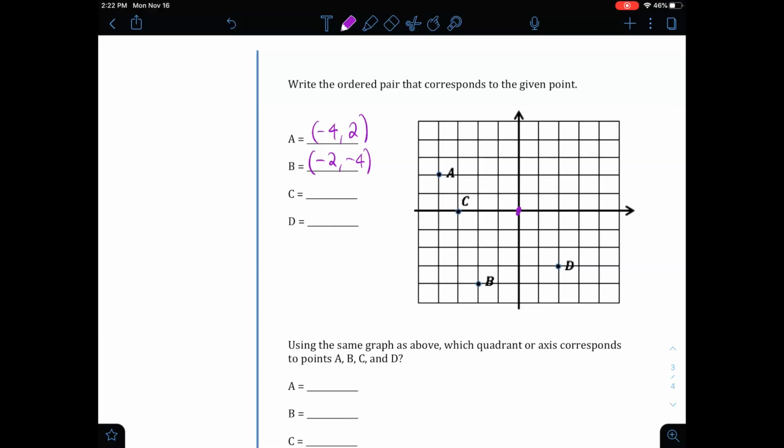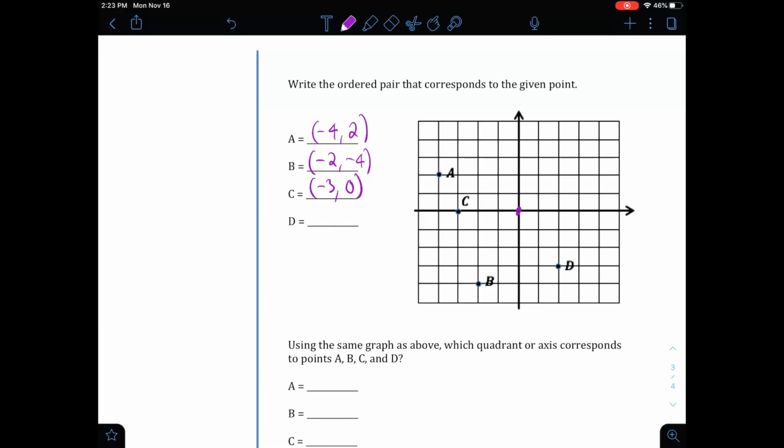All right, then C, starting at the origin again, we go left 3 and then we stay on the x-axis. So left 3, is that positive 3 or negative 3? It's negative 3. And then is it up or down at all? It's not. It's going to be 0. It's on the x-axis. It doesn't go up or down at all, it stays.